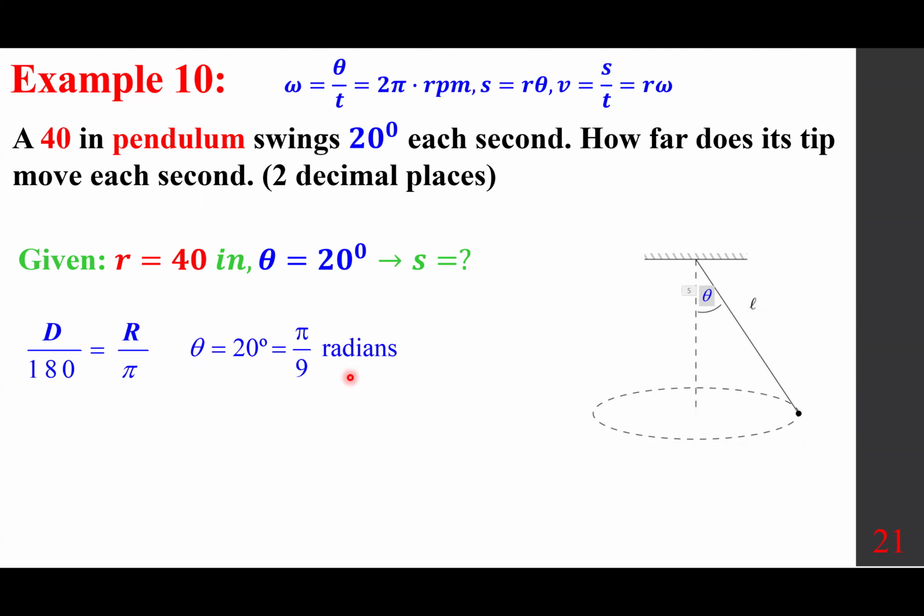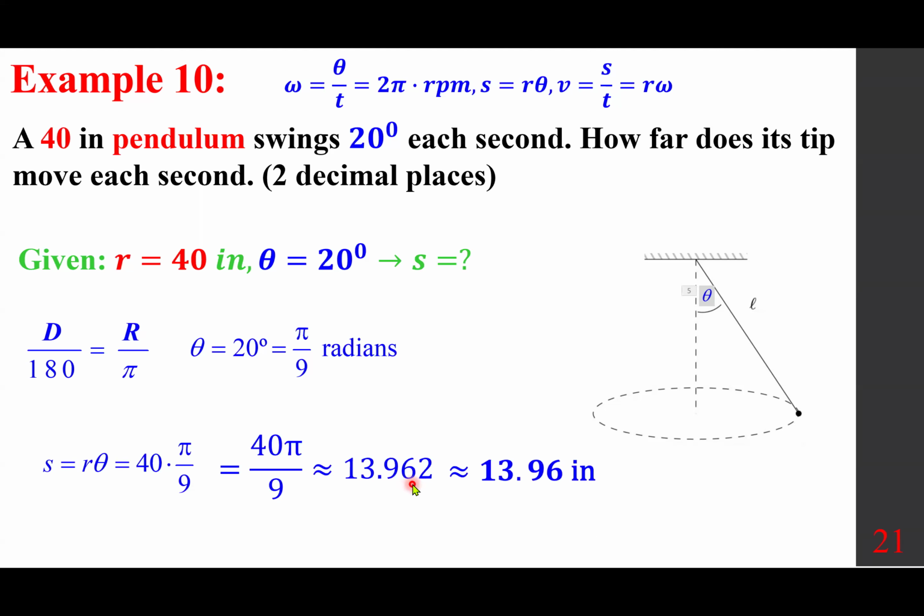And so S equals R theta. We have the R, we have the theta in radians, plug in. So precisely 40 pi over 9, roughly 13.962. Since they said 2 decimals, on purpose I'm showing you more decimals, because when you want to round it, you can't stop here. You have to go to the third one to make a decision. When the digit is 5 or larger, this goes up. Otherwise, it remains unchanged. So it remains unchanged, 13.96 inches.